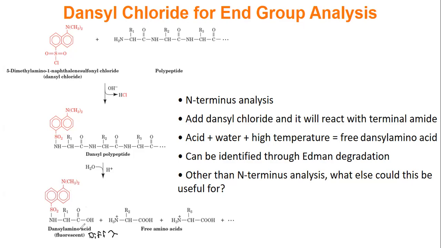However, I would say there is another purpose for doing this, and it's not just for determining what the first residue is. Can anyone hypothesize why you might do this dansyl chloride method, not just to sequence the N-terminal residue? What could be another use for this?